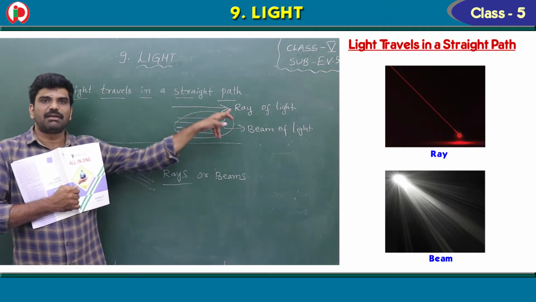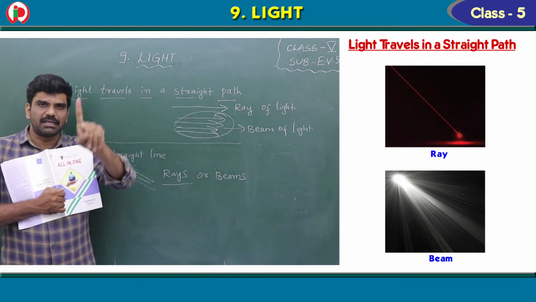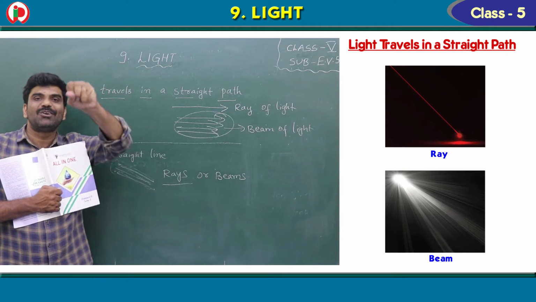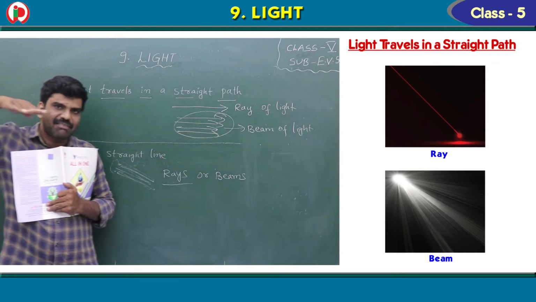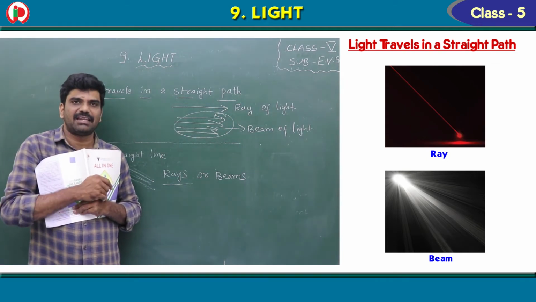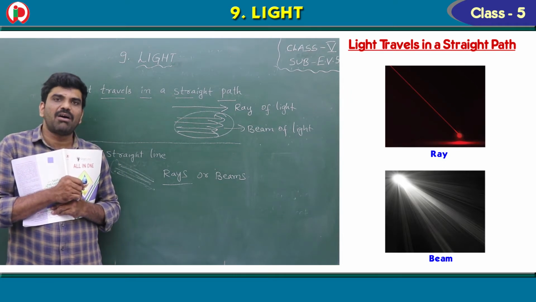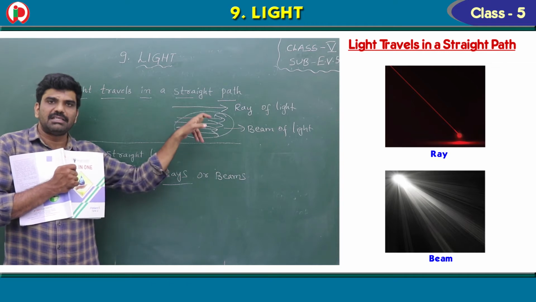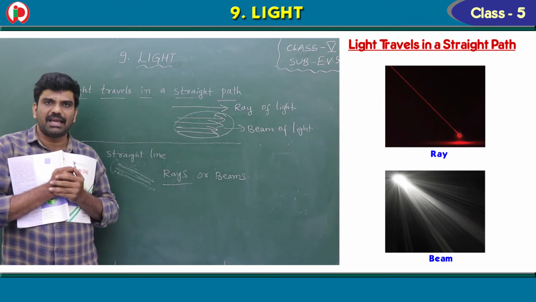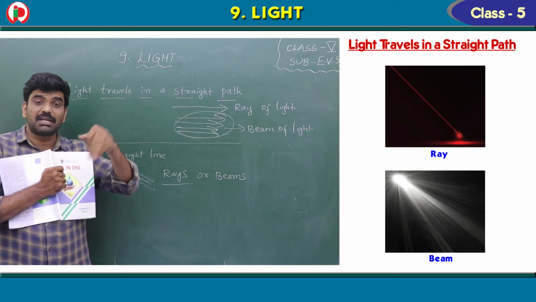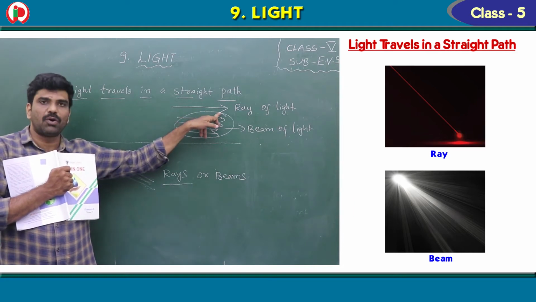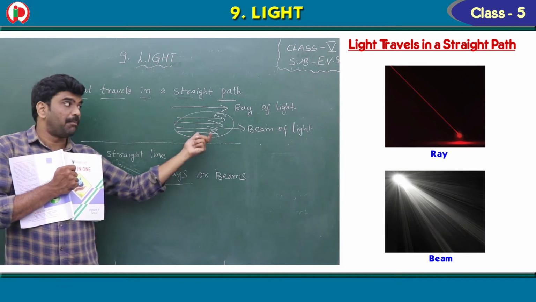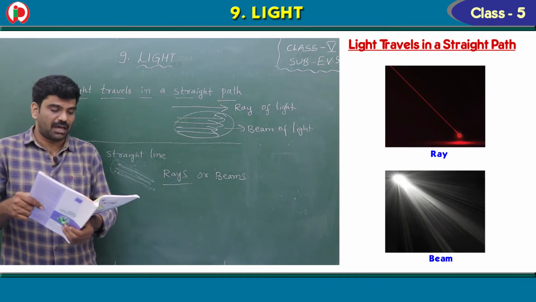So a ray of light is represented by a single arrow. A beam is represented by a group of arrows. Light travels in a straight line. Light travels in the form of rays or beams. This is an arrow. A ray is represented by a single arrow, whereas a beam is represented by a group of arrows.